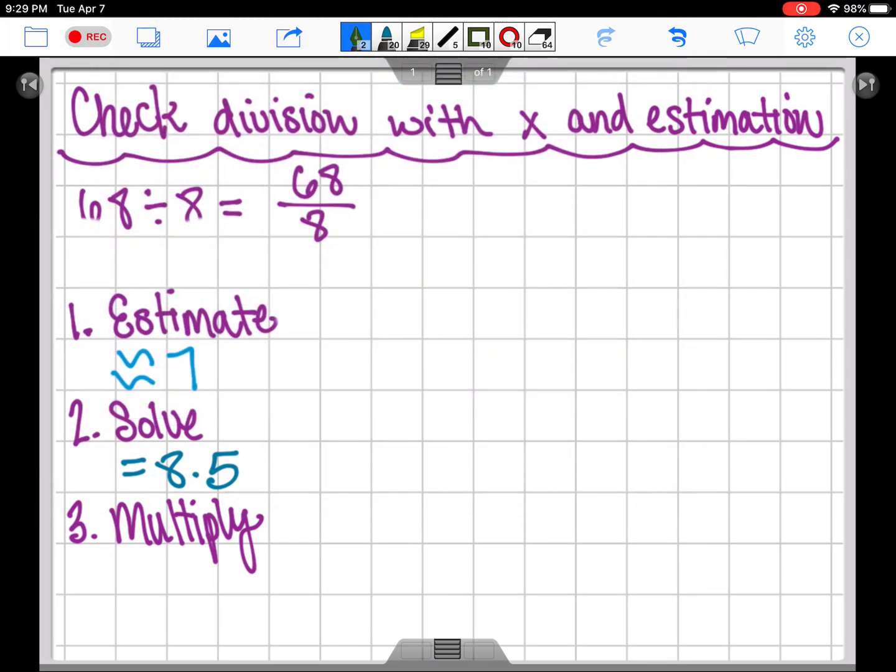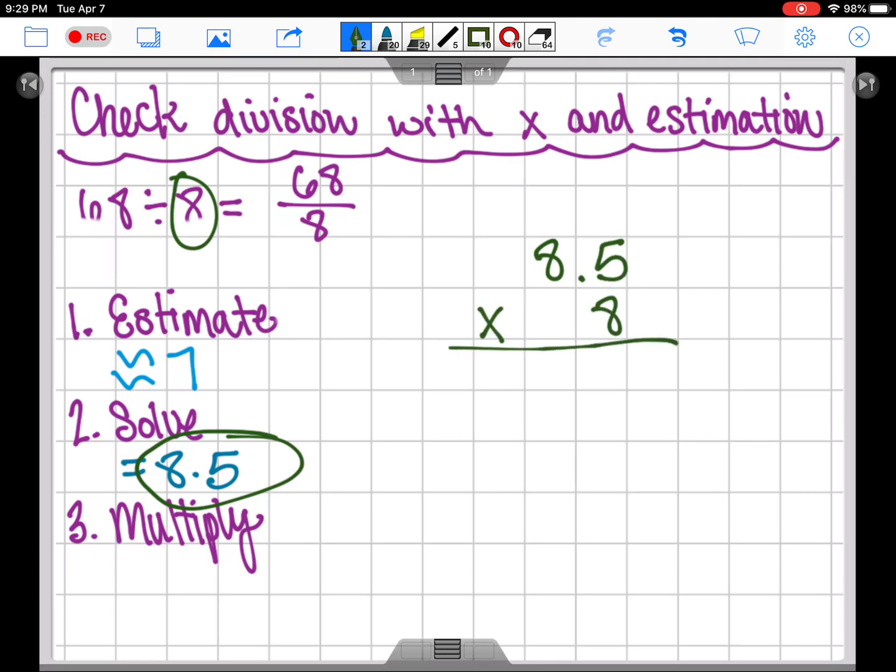Our next step is to multiply. We must multiply the divisor and the quotient. I always like to put the one with the greater number of digits on top. So 8.5 multiplied by 8. 8 times 5, we know that is 40. We need to carry the 4. 8 times 8 is 64. We just did that one too. Plus 4 is going to be 68.